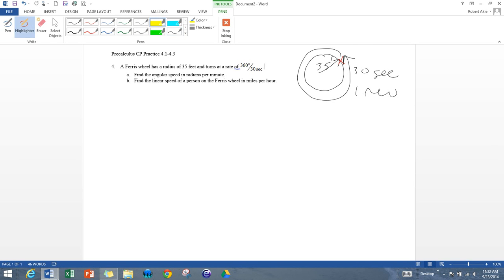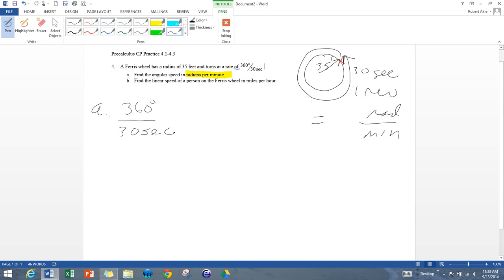So the first part of this problem, part A, says find the angular speed in radians per minute. A method I like to use is to put the units of our solution on the right hand side to begin with, so we know where we're going. So that's radians per minute. And we begin with 360 degrees in 30 seconds.